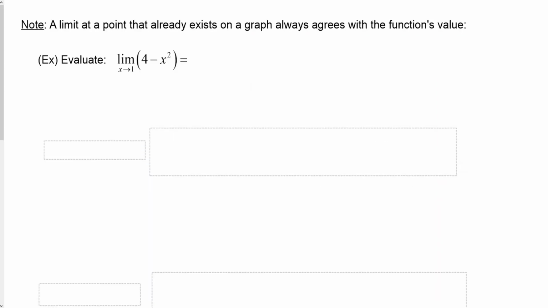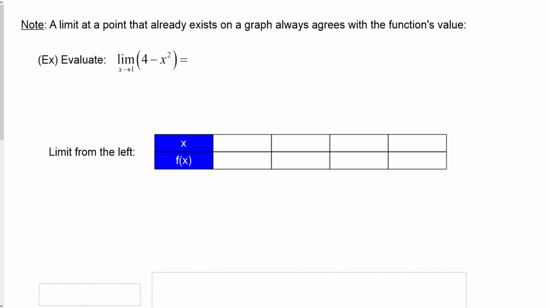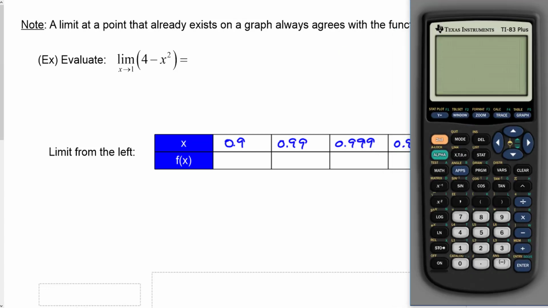If you want to evaluate the limit from the left doing the same thing, then of course you can, just as we did. You would plug these values into your calculator. And you don't have to always go out to 4 values of accuracy here. If you know what the limit's approaching at 3 or even at 2, that's fine. But then you would use your calculator to determine what that would approach. So you would put in for y the function 4 minus x squared, go to your table and then just start putting in these values. So 0.9, there we go, 0.99, 0.999, and 0.9999. So these values are approaching 3.